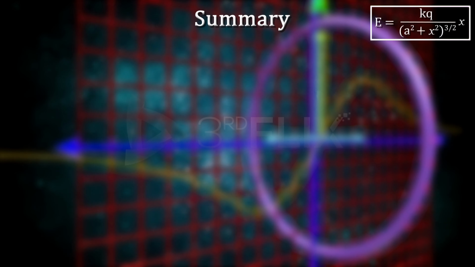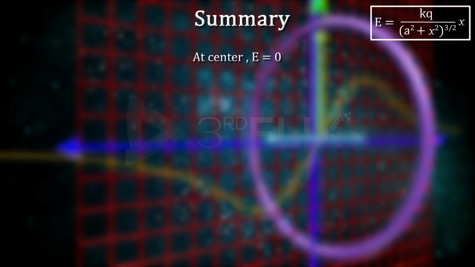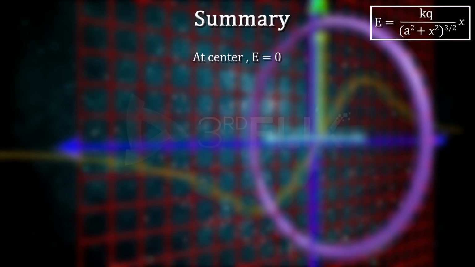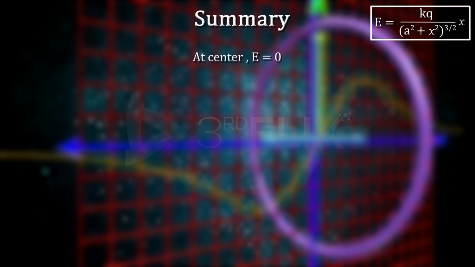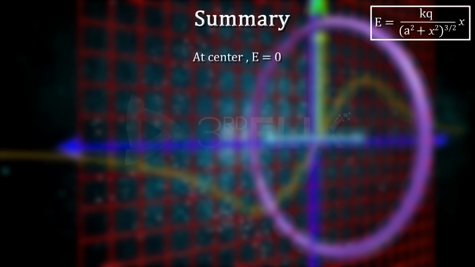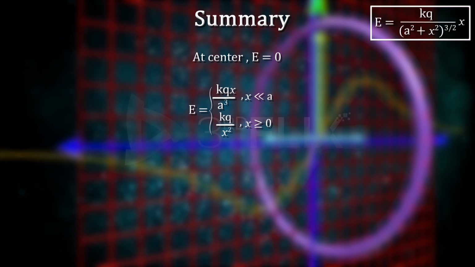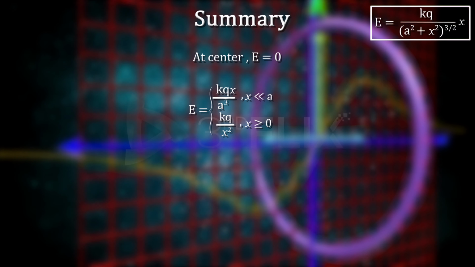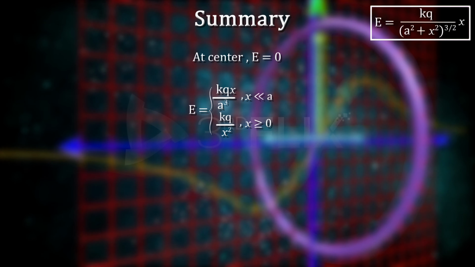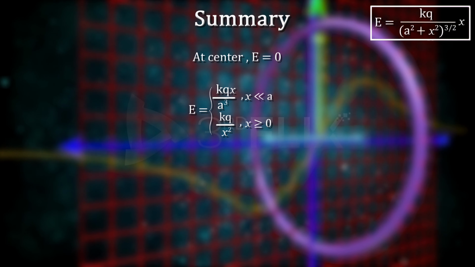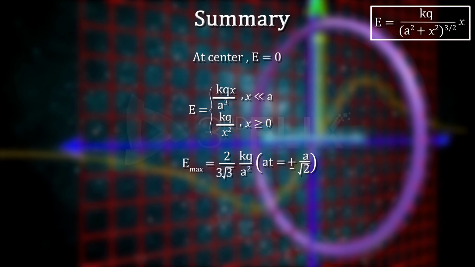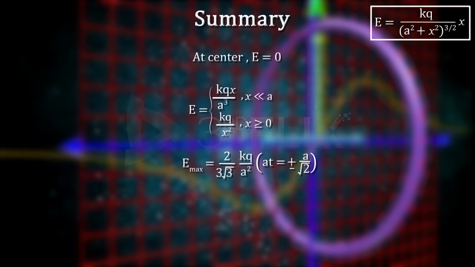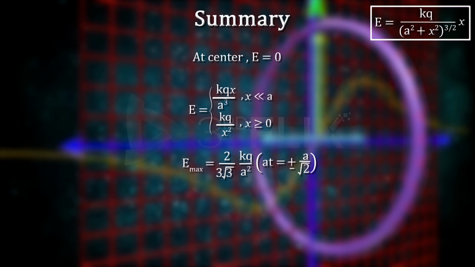Summary: electric field at the center of the ring is 0. Electric field at points very near to the center of the ring on the axis can be approximated to kqx by a cube, and for points far away from the ring it can be approximated to kq by x square. Magnitude of maximum electric field due to a ring is equal to 2 by 3 root 3 kq by a square at a by root 2 from the center.